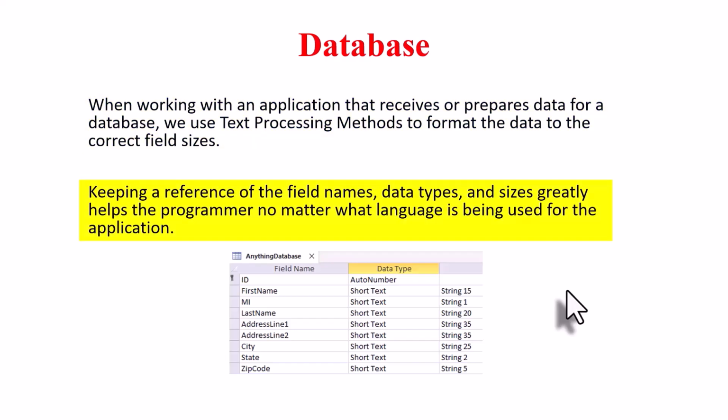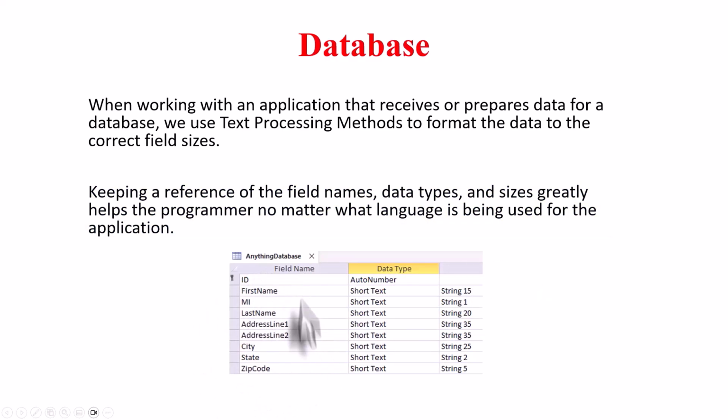Keeping a reference of the field names, data types, and sizes greatly helps the programmer no matter what language is being used for the application. We have this particular list here, what it is and how long it actually is. Printing something like this out when you're creating database work is nice because you can keep it on the desk right next to you, so you always know what size the fields are. First name might be a variable, a text box, or a label, and you're going to want to concentrate on what that is and how much room you're going to allocate for it. So having this handy next to you is a good thing to do.